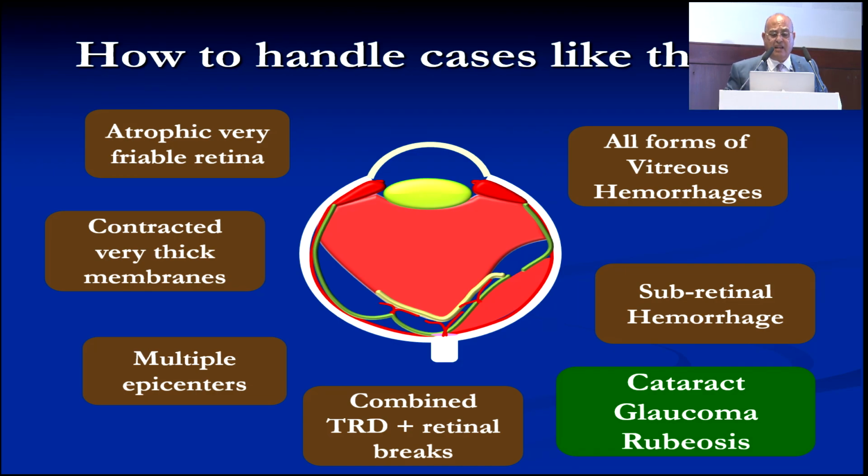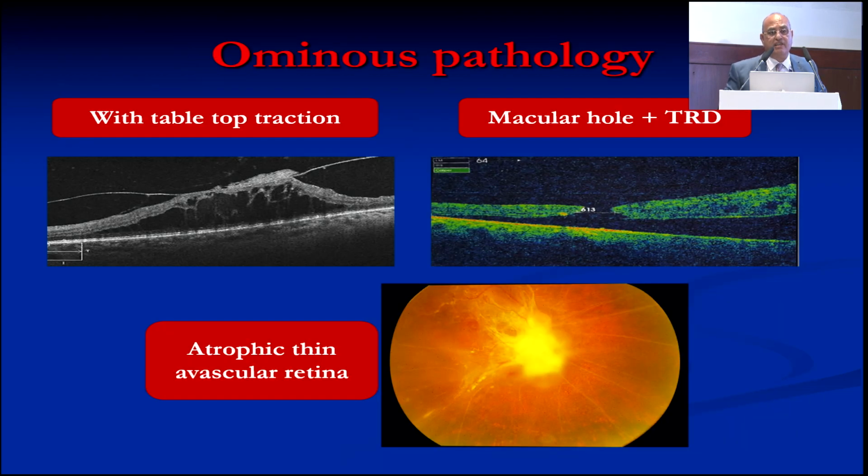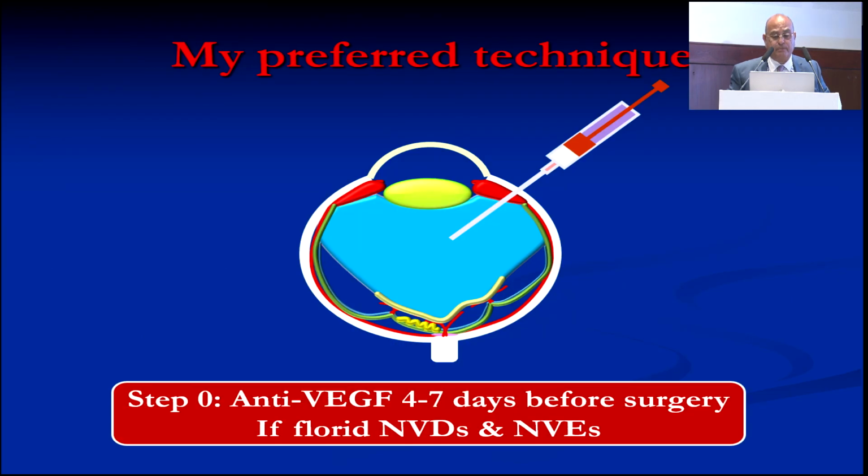These are the eyes that we are dealing with, and you cannot see these eyes except in two countries, India and Egypt. We are famous for these neglected cases. You also can find the tabletop traction, which is very difficult to separate from the retinal surface, macular hole, very thin atrophic retina, blood vessels obliterated, every pathology. And these are single-eyed patients that you have to do something for in order to give them just ambulatory vision.